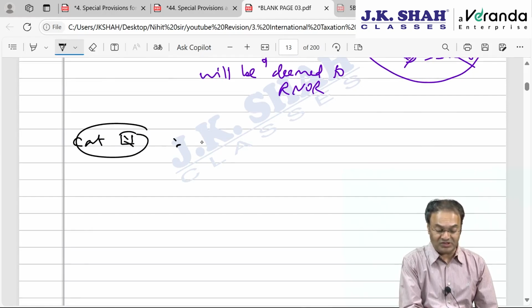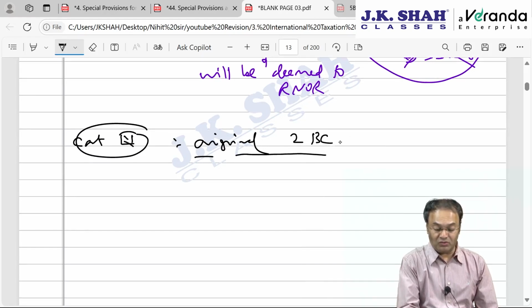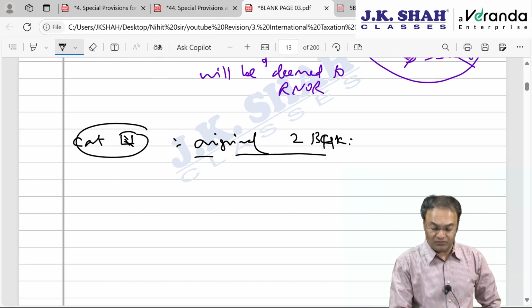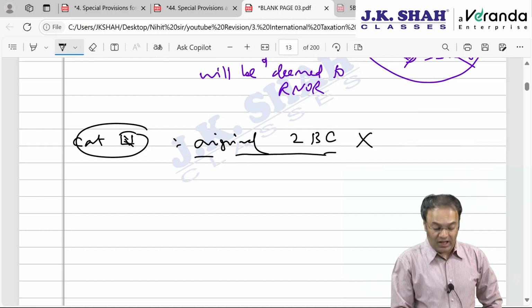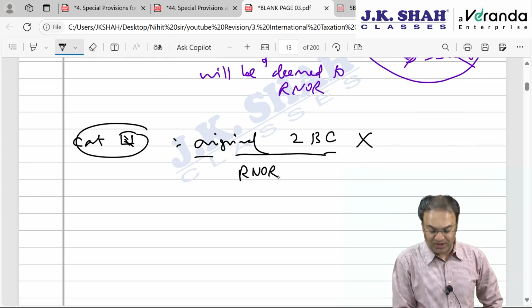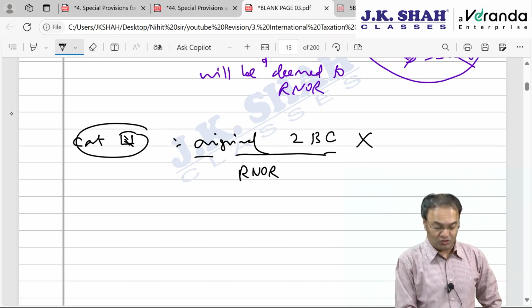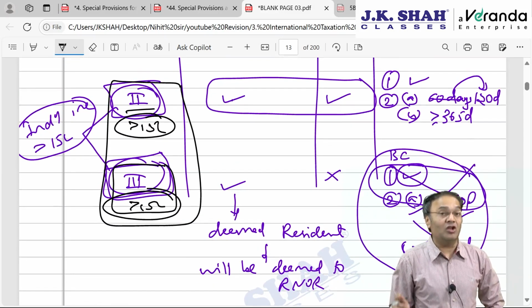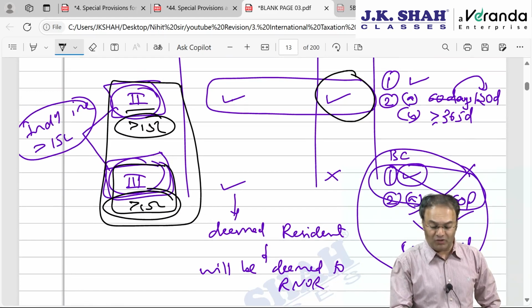It is the original 2 basic conditions which we have converted into the next exception. This is category 4. Original 2 basic conditions are not to be checked, and he will be deemed to be RNOR irrespective of his number of days of stay in India. In which places should his income be more than 15 lakh? Indian income, category 2 and category 3. Where should he be PIO? He could be PIO only for category 2, not for category 1 or category 3.